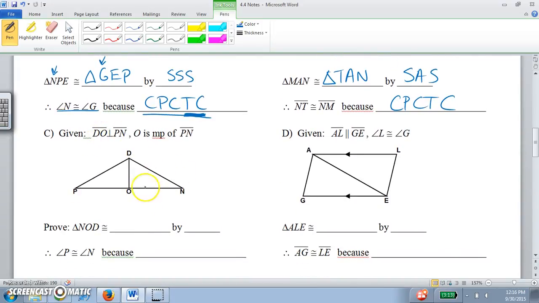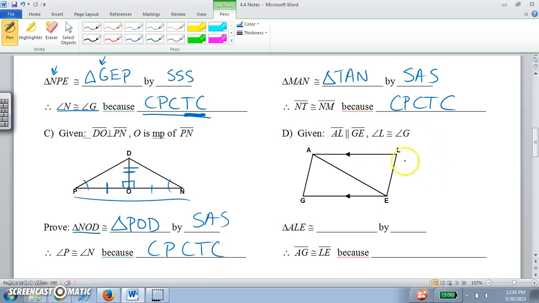This one, we've got DO perpendicular to PN, so we know these are right angles right here. O is the midpoint of PN, so we know that these pieces are congruent to each other. We also have a reflexive side, this side in the middle right here. So these 2 triangles are congruent by side, angle, side. How do we match it up? NOD would match up with POD. So now I can say angle P is congruent to angle N. Those are corresponding parts of congruent triangles. Corresponding parts of congruent triangles are congruent.